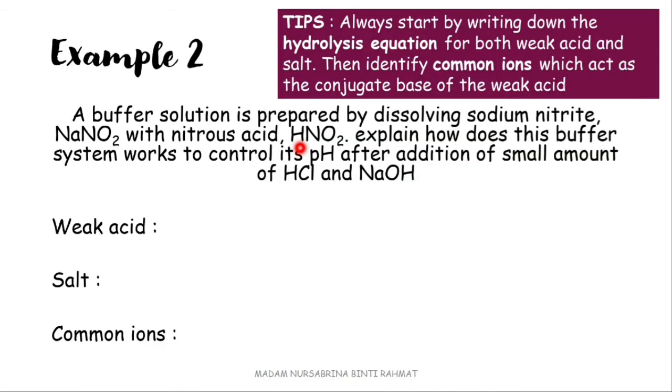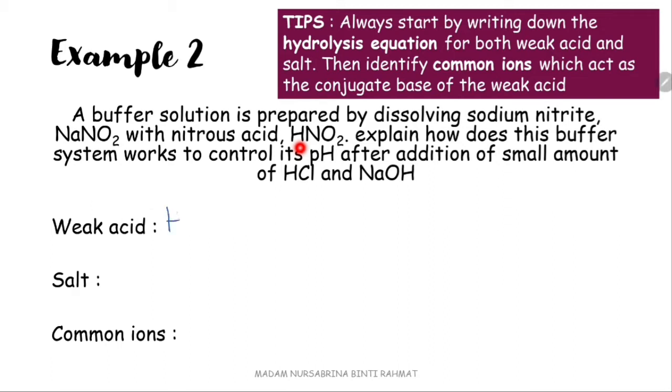Alright, so let's look at the second example. We are dissolving sodium nitrite with nitrous acid, so this is another example of an acidic buffer. Let's learn how to explain how this buffer system works to maintain its pH even after the addition of a small amount of acid or base, provided it must be a strong acid or strong base added into the buffer system. We first have to identify which one is our weak acid.